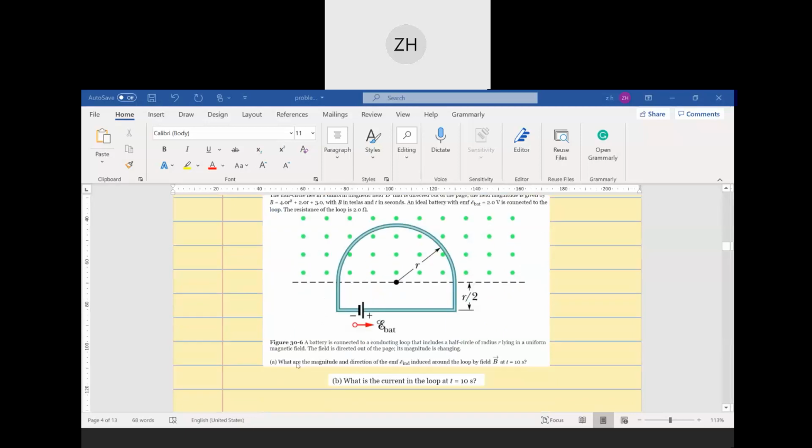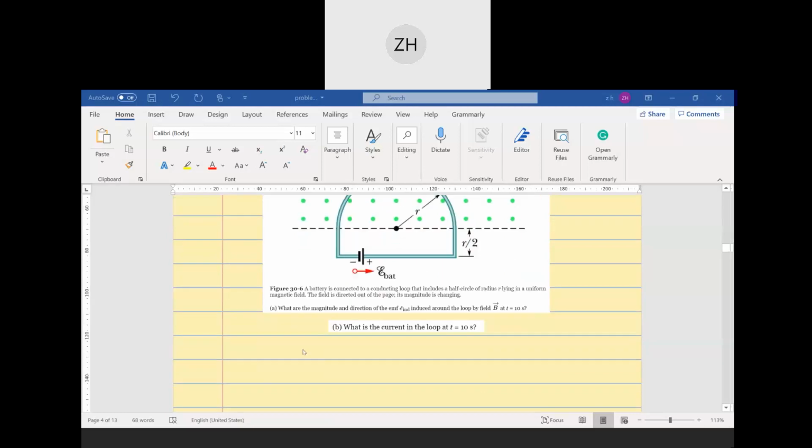The first question is, what are the magnitude and direction of the EMF E induced around the loop by field B at t equals 10 seconds? So we're interested in an induced electromotive force. We know that an induced electromotive force is a result of a changing flux with respect to time. The flux is given by BA cosine theta, where theta is the angle between the magnetic field and the normal to the area.